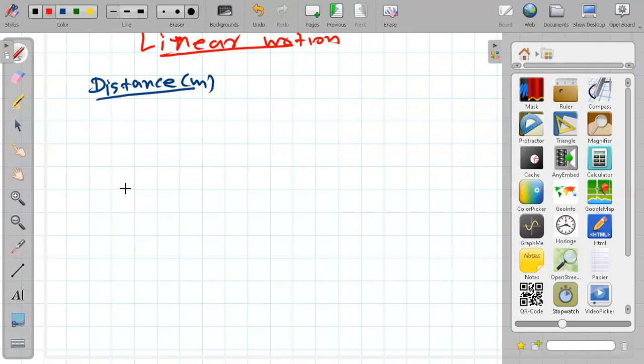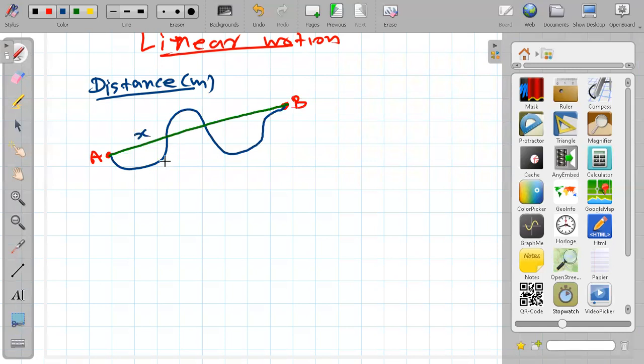Okay, write the definition. The path of an object is known as distance. A good example is you are just about to move from A to B. You can take multiple paths. One is like this. The other one is a straight line like this. Path X, Y, there are multiple directions.